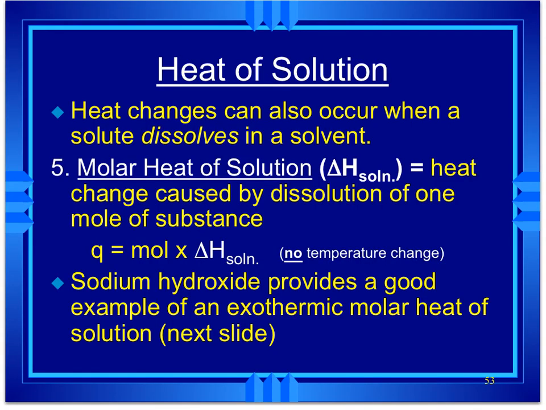So the last delta H that we need to talk about is the heat of solution. So heat changes can also occur when a solute dissolves in a solvent. Sorry, I hope you guys can hear me over that bell. So the molar heat of solution, delta H solution again, is equal to the change caused by the dissolution of 1 mole of the substance. Oh, look, it's the same equation again, just with a different subscript. So there's a good example on the next slide. Sodium hydroxide provides a good example of exothermic molar heat of a solution.